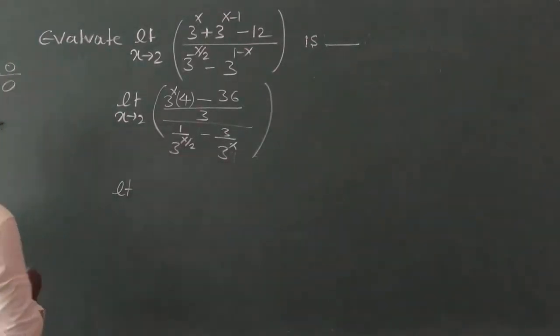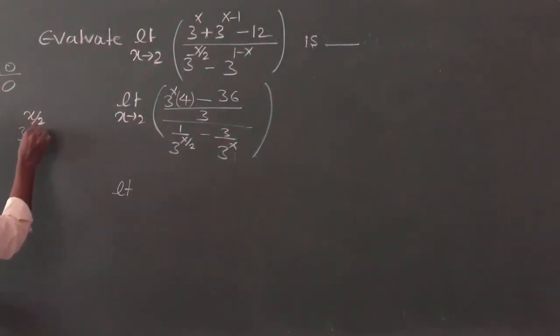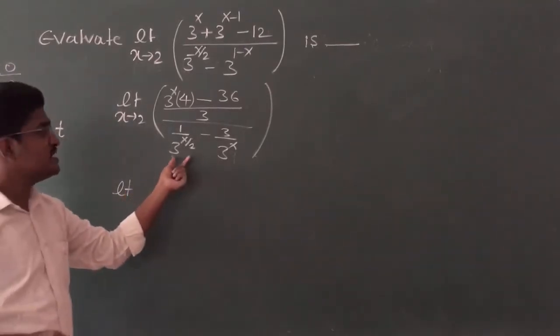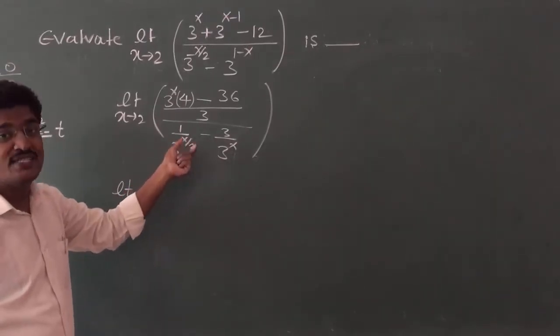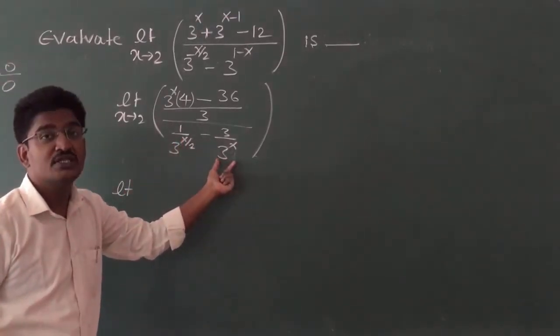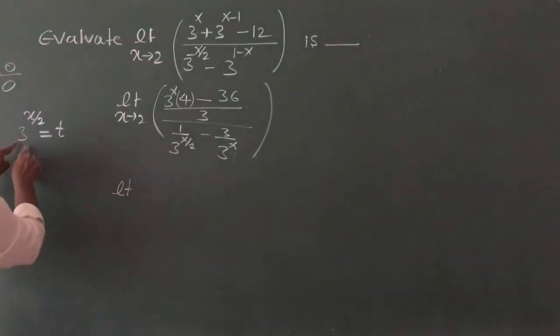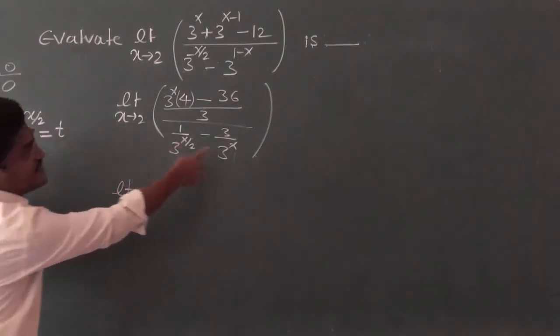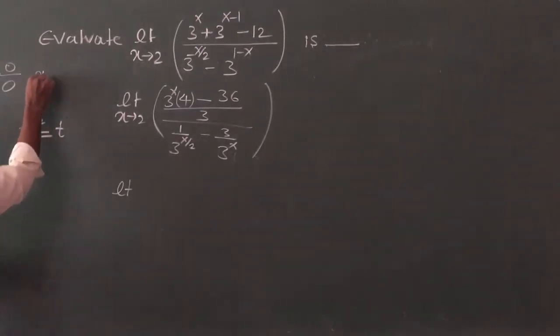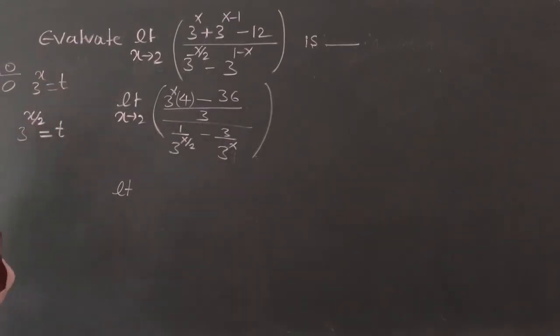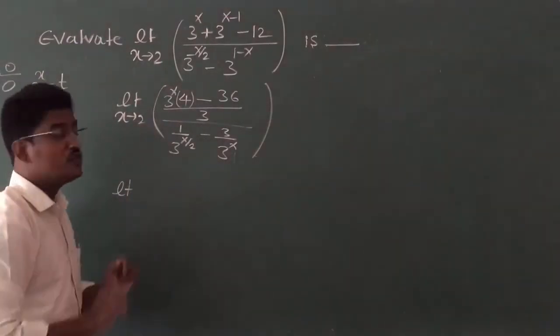So what I will do, I will put 3 to the power of x by 2 as t. I will replace 3 to the power of x by 2 as t. So if you replace it, what is 3 to the power of x? See, 3 to the power of x by 2 is t. Then what is 3 to the power of x? If I square this, 2 and 2 will get cancelled. 3 to the power of x will be equal to t square. That is no problem.